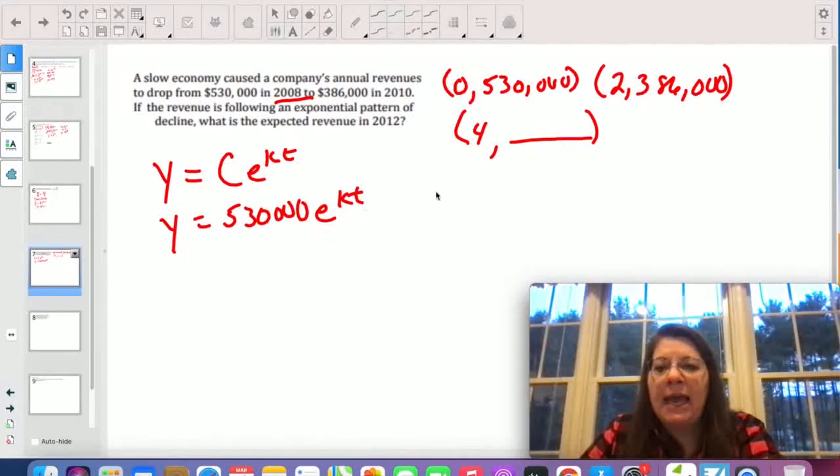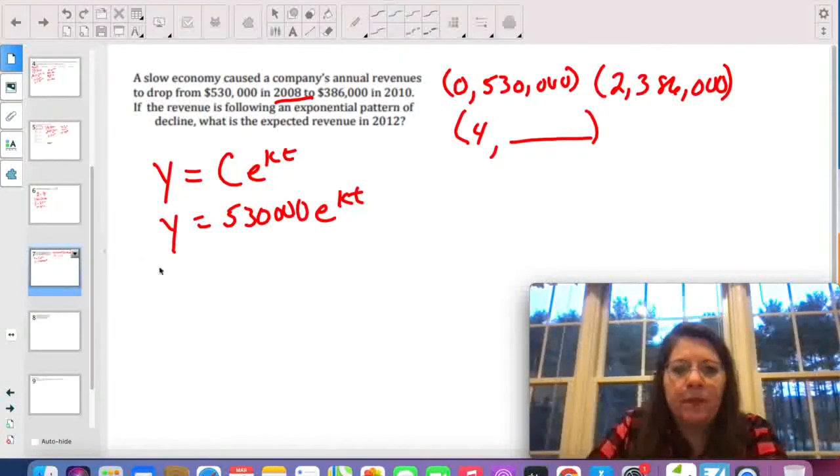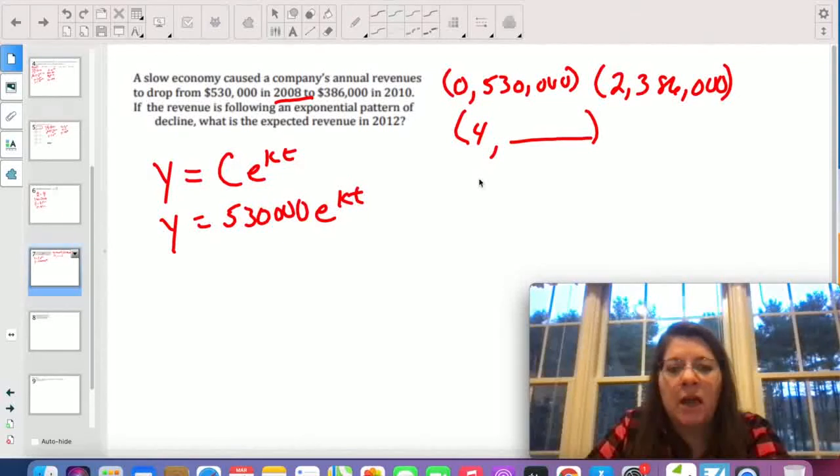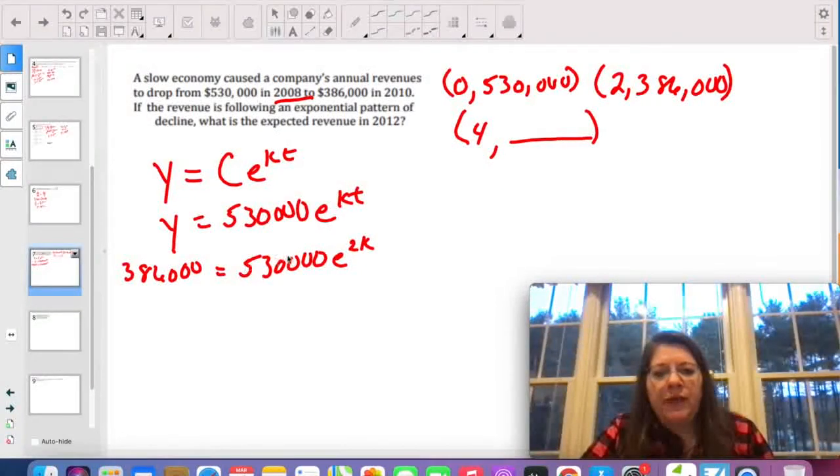But to find k, they have given us a second ordered pair. So the next thing I'm going to do is plug this ordered pair in to identify what the k value will be. The 386,000 will go in for y, and the 2 will go in for the t. At year 2, we have $386,000. So I'm going to divide both sides by $530,000. Now when I do that, I'm going to leave it as a fraction.